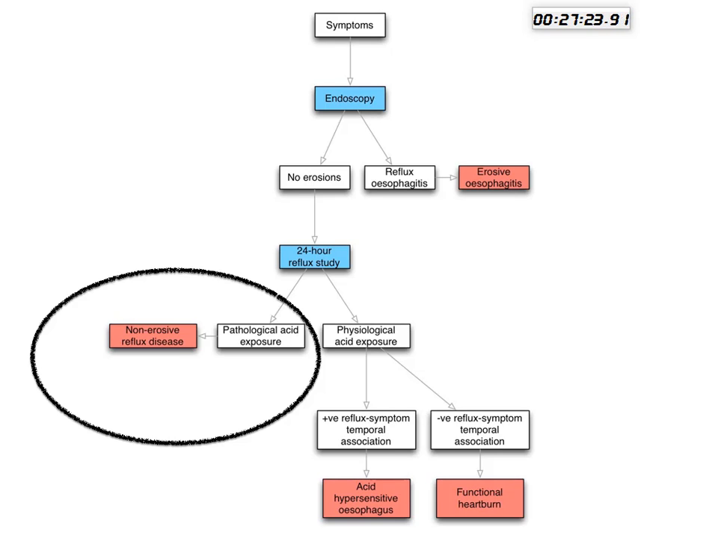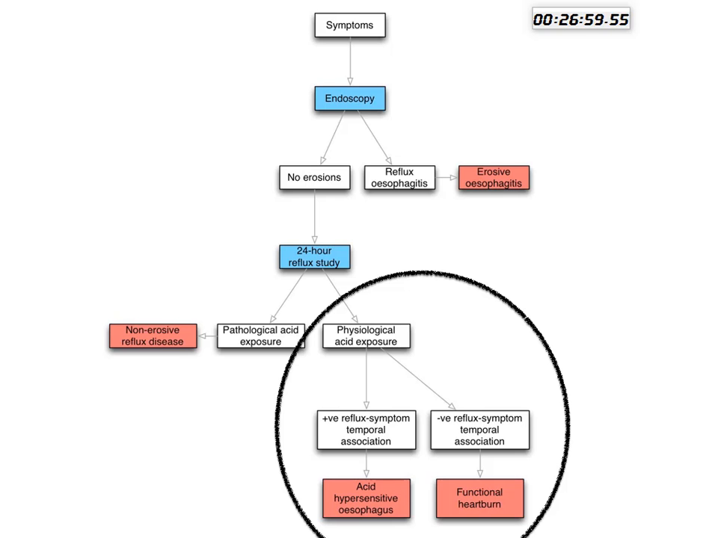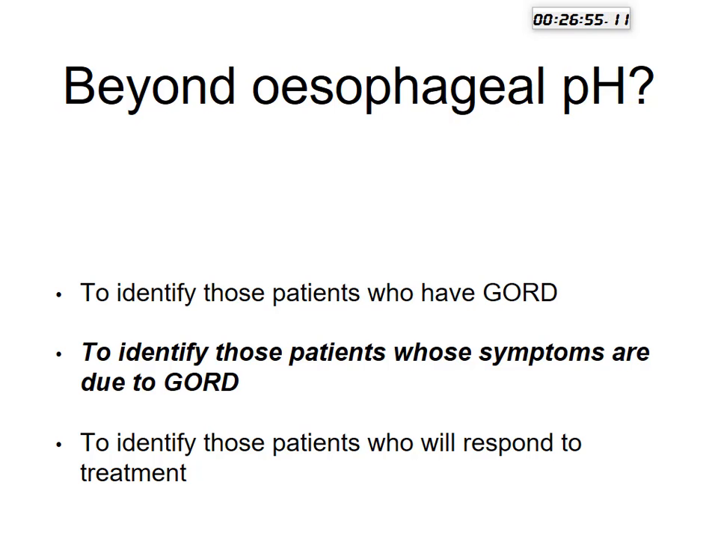Again, it's relatively easy. It's when we get into the normal acid exposure groups that things can become a little bit more complicated. So here's a patient with normal esophagus on endoscopy, physiological 24-hour reflux study. So if there's reflux, I said maybe, maybe not, maybe I should put it the other way around. Probably not, but maybe. Now there are a couple of options here, and this is where we start looking at whether the symptoms are related to reflux or not.